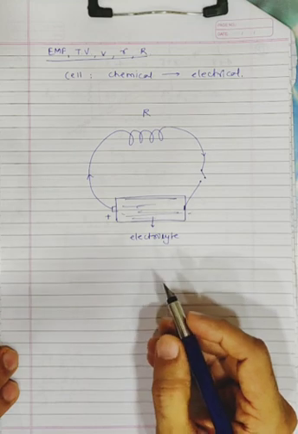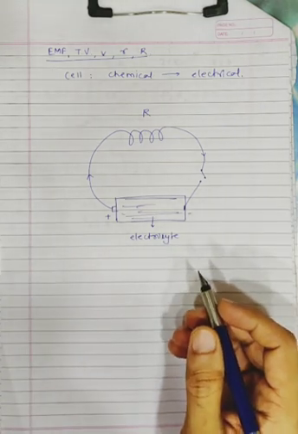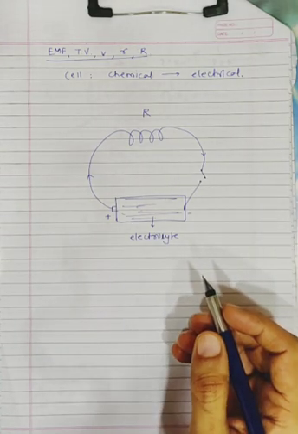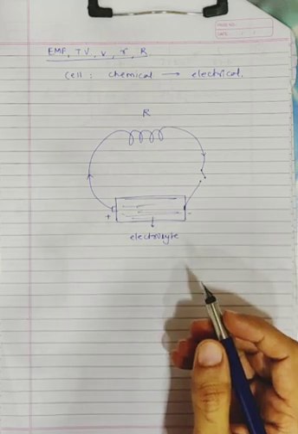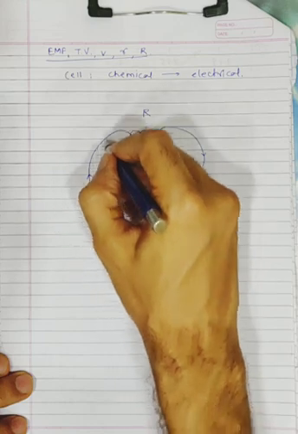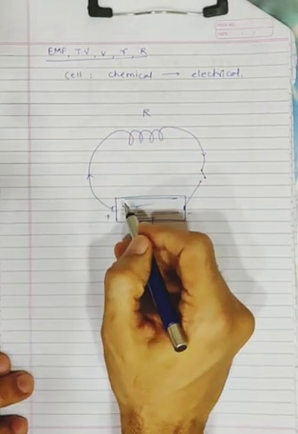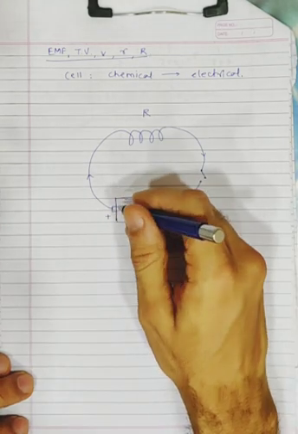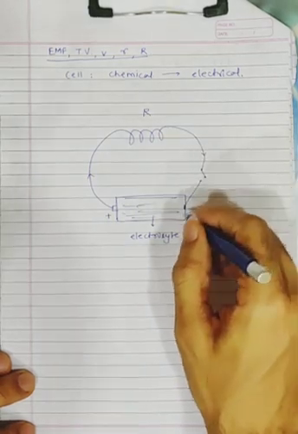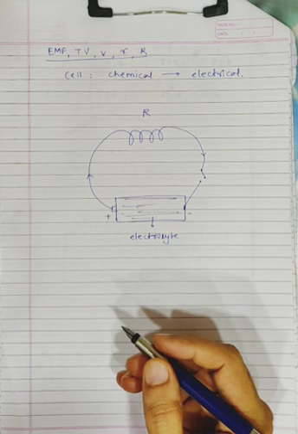Now if you remember, potential difference or voltage is explained in terms of positive charge. What was the definition of potential difference? It's the work done in moving a unit positive charge from one point to another point. The work done in moving a unit positive charge from one end to another end is called potential difference.